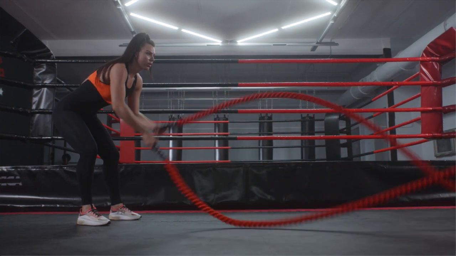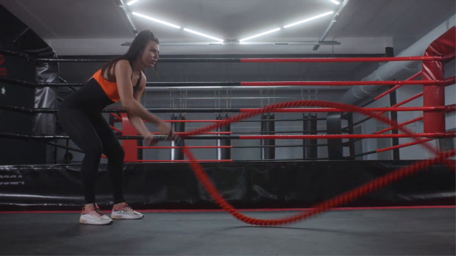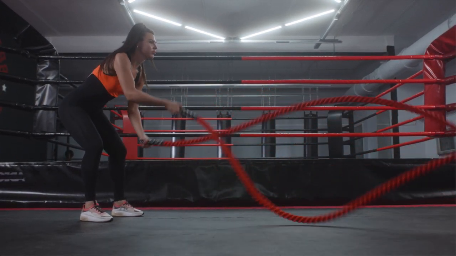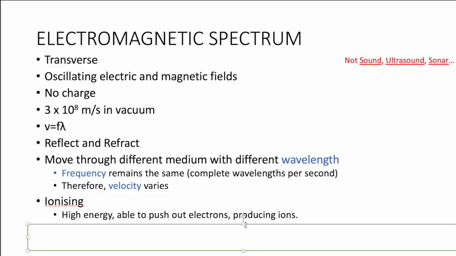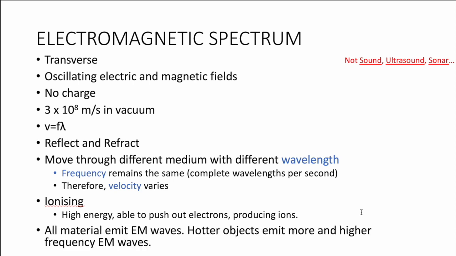It's a form of transverse wave, and it's the same for all of these electromagnetic waves in the spectrum, and some of which are ionizing. So what does that mean? It means that it has higher frequency with more energy. When it comes into contact with a particular material, it's able to push out electrons from the material, causing an ion to be formed. And this can cause harm to the target material.